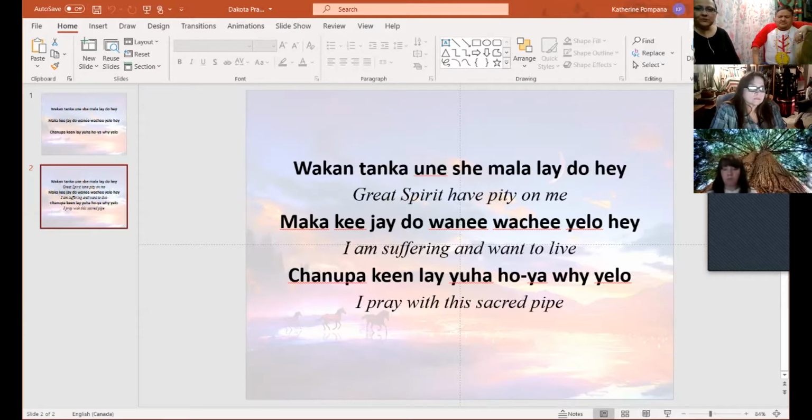It just means that you're praying, you're putting tobacco, you're making that prayer, you're putting it in the pipe and smoking it. But if you don't have a pipe, you still have access to tobacco. And so it's kind of the same thing. You can still sing this song, and it still means the same thing when you're praying with that tobacco.